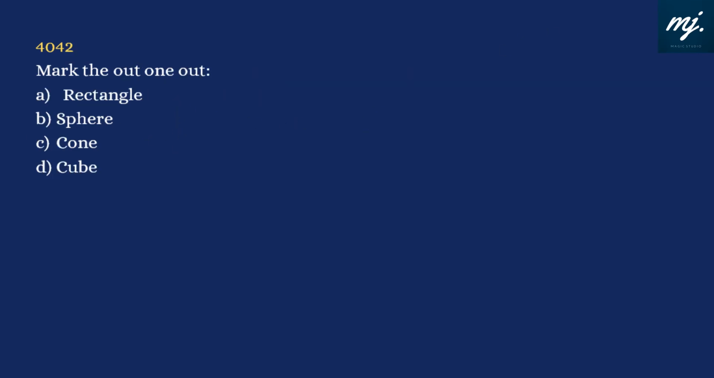Mark the odd one out. Rectangle is a four-sided, two-dimensional figure; sphere, three-dimensional; cone, three-dimensional; cube, three-dimensional. Rectangle should be the odd one out. Again, one more, mark the odd one out: eraser, compass, divider, protractor. You can find these in your geometry box, but not the eraser. Eraser would be the odd one out.